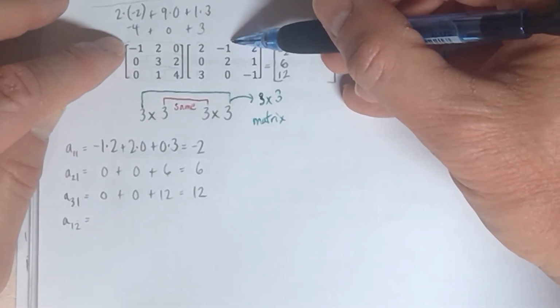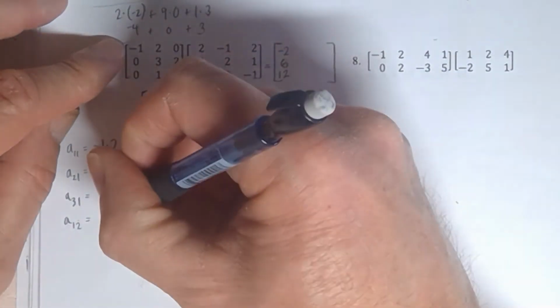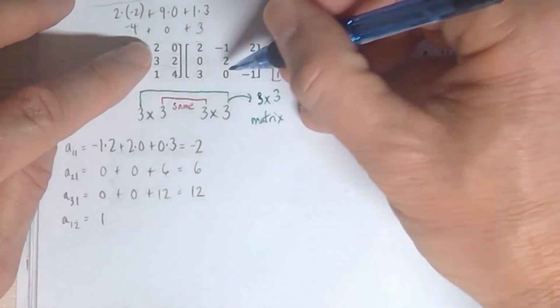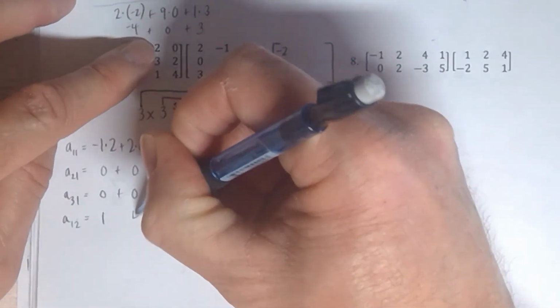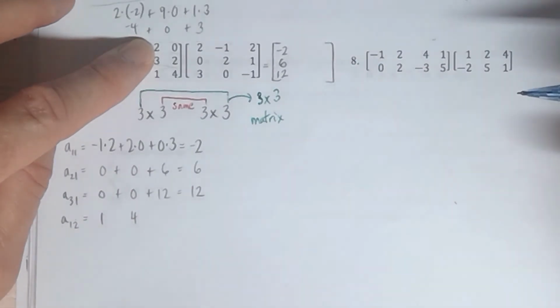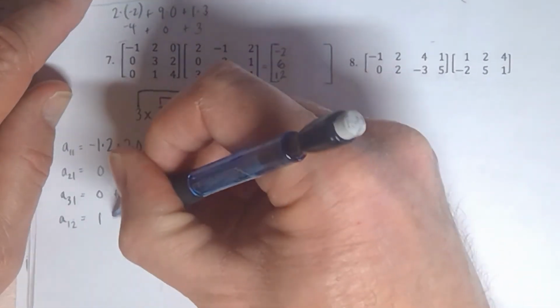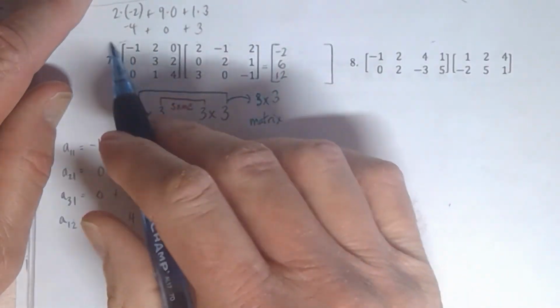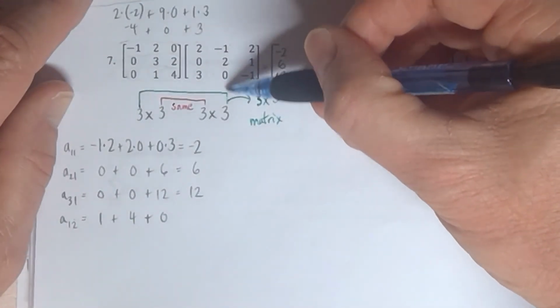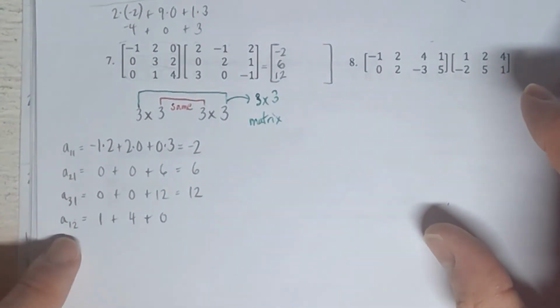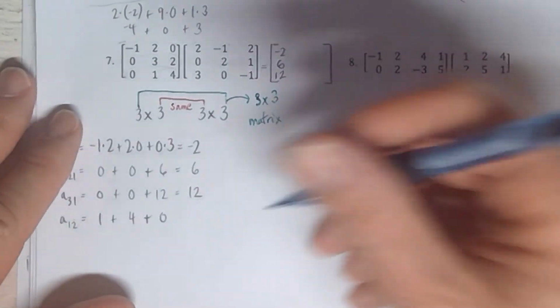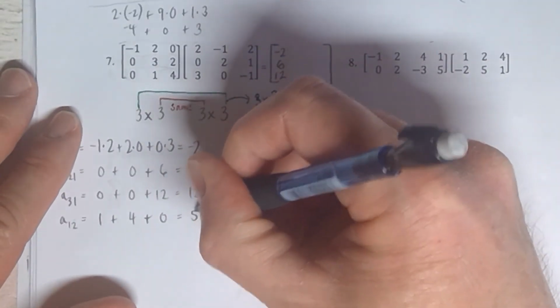First row and second column, -1 times -1 is 1. 2 times 2 is 4. And finally, 0 times 0 is 0. Again, I got that from the first row in the first matrix, second column in the second one. 1, 2. First row, second column. I get 5, don't I?